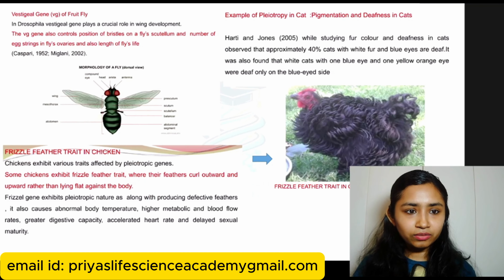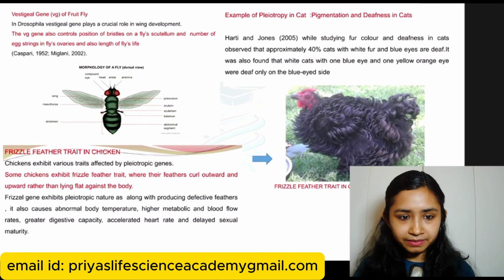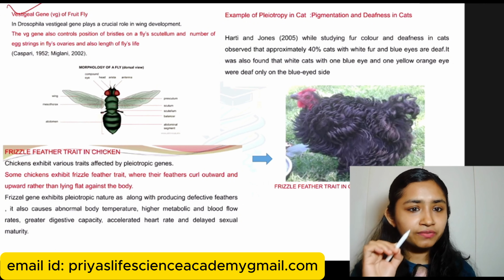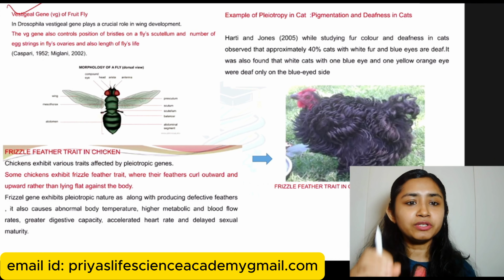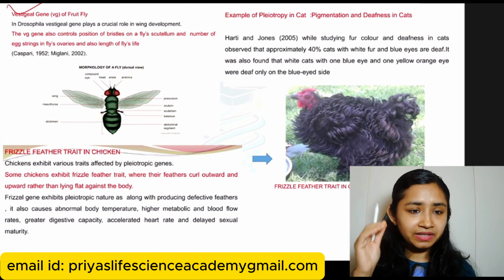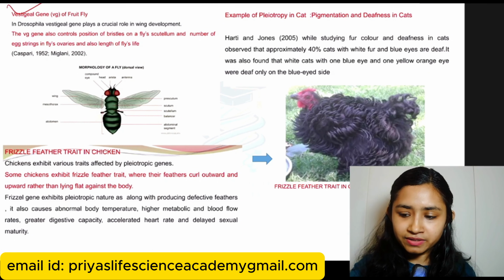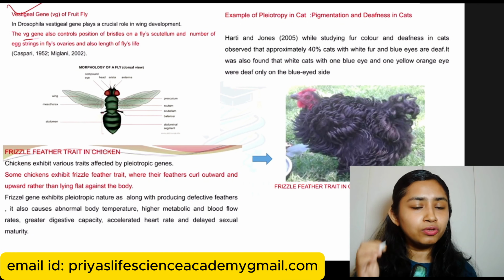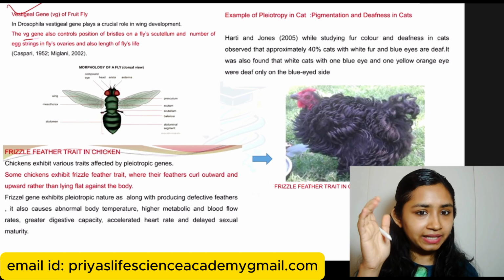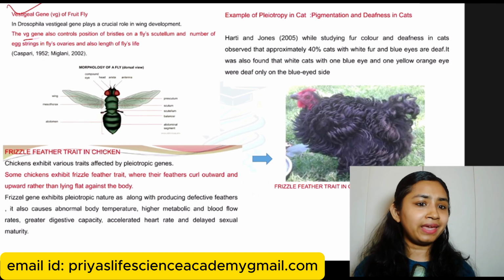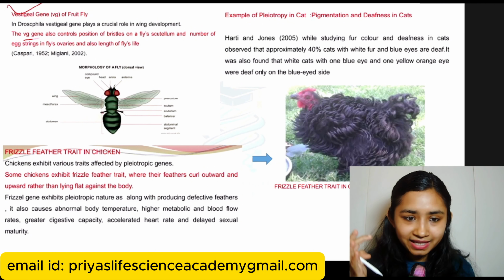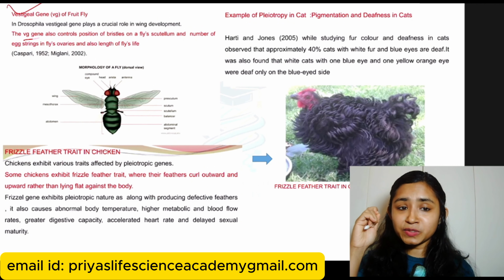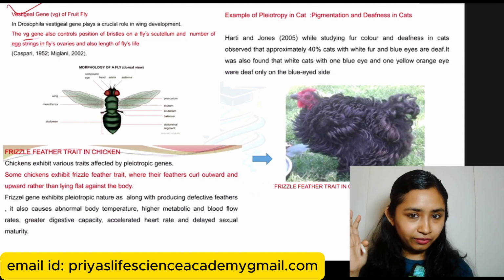Now coming to a few more examples, that is the vestigial gene in fruit fly. In Drosophila, there is a known gene called the vestigial gene. That gene is very important for wing development. The VG gene, VG is for vestigial. The VG gene also controls the position of bristles on a fly's scutellum, the number of egg strings in the fly's ovaries, and also the length of the fly's life. So you can see that a single gene VG is responsible for more than one characteristic feature.